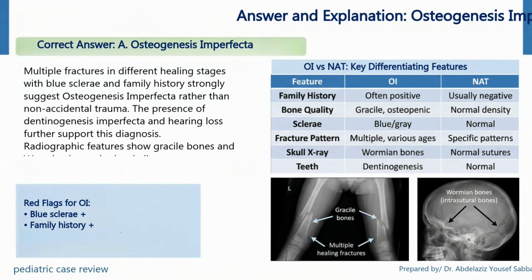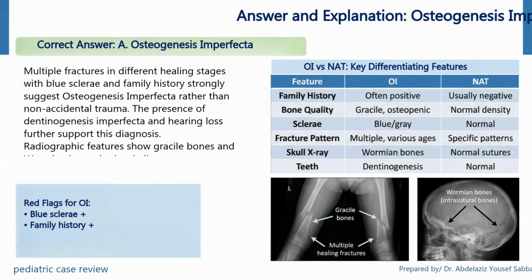Multiple fractures in different healing stages combined with blue sclerae and a relevant family history strongly suggest osteogenesis imperfecta rather than non-accidental trauma. 4 red flags specific to osteogenesis imperfecta help differentiate it from abuse. Blue sclerae are present due to thin scleral collagen allowing the underlying choroid to show through. A positive family history of fragile bones or early deafness may be identified.